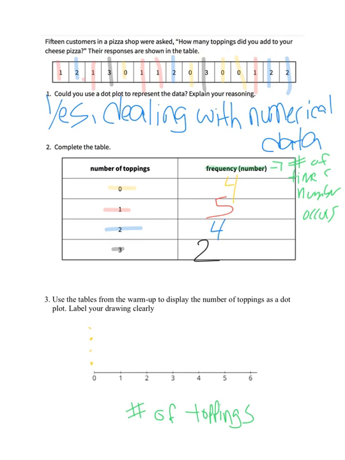In this case, 0. Next, we have frequency of 5 for 1 topping. So once again, we're going to be using 5 dots to represent the number of toppings. How about for 2 toppings? Once again, we're going to be using 4 dots. And for 3 toppings, we're going to be using 2 dots.